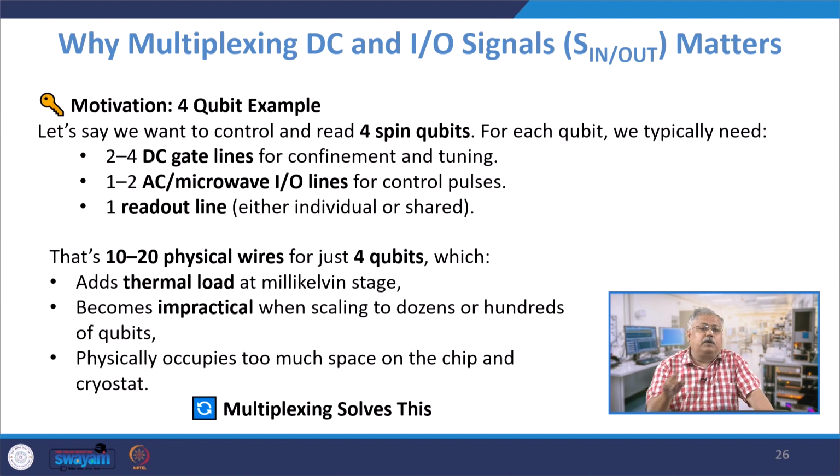This will add to the thermal load in the millikelvin range. So, understand your range is at somewhere around millikelvin, right. These excess wires will actually add to the thermal load, and therefore, it is impractical to use it beyond a particular point, and that is the reason you require multiplexing of DC and IO signals. Moreover, it occupies a large space. Please understand that the area where you are maintaining this 20 millikelvin is primarily a cryostat. That volume is very small. So, I need to reduce the number of physical wires as much as possible, and that is where multiplexing helps to solve this problem statement.